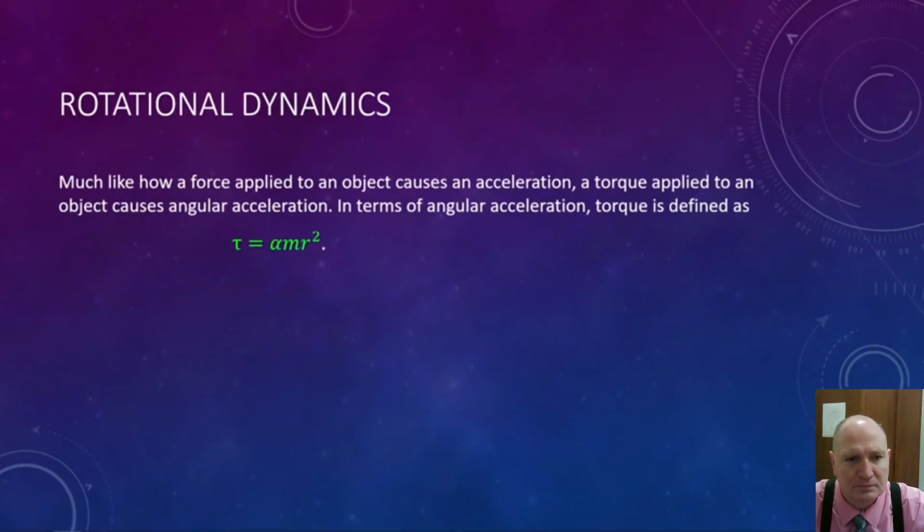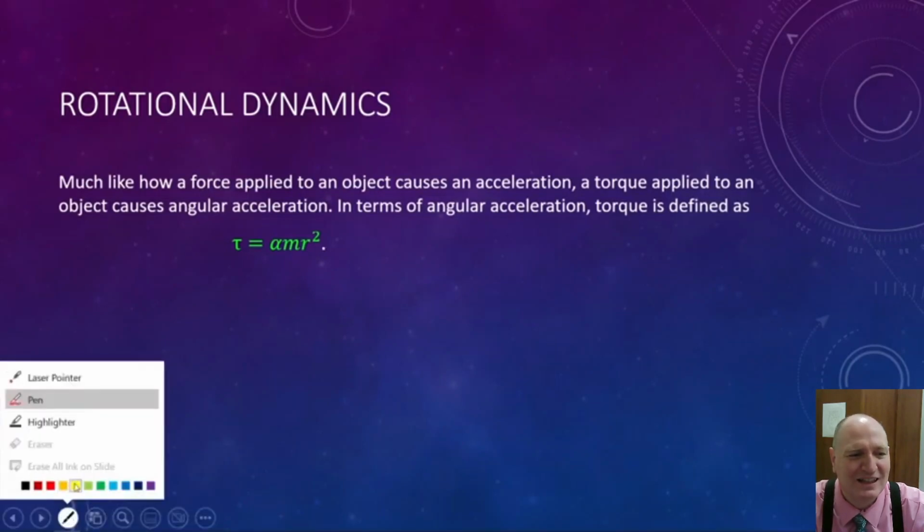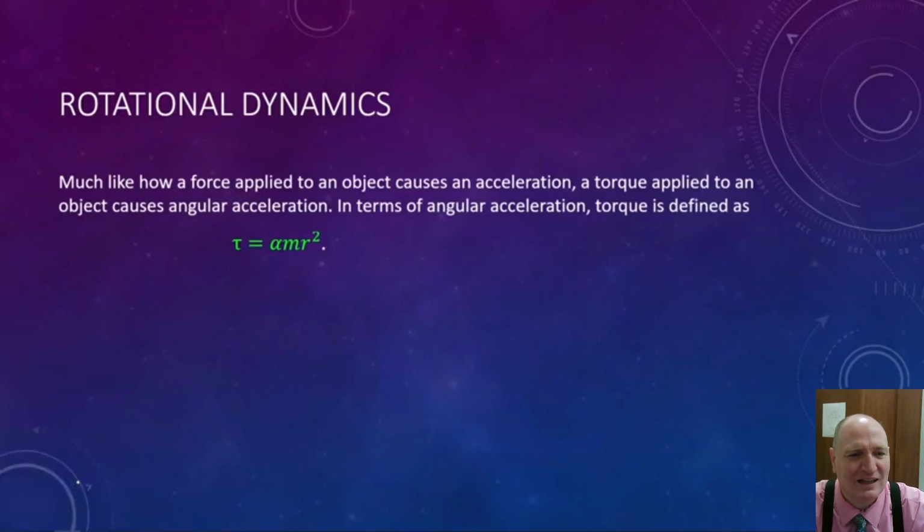If you apply a force to an object, F, you cause that object to accelerate. F equals ma. Well, if you apply a torque to an object, you cause it to rotate. Same general idea. So to see where this equation that I've written comes from, let's take a look at our definition of torque from our previous lecture. Torque is given by r F sine of phi.